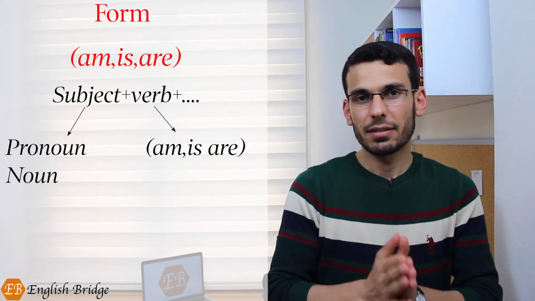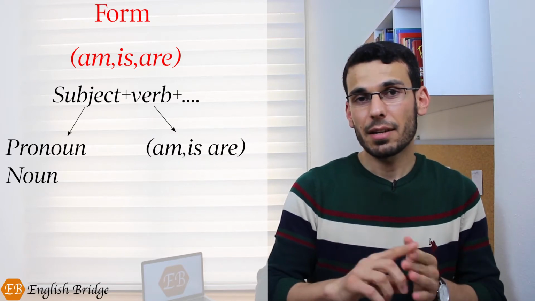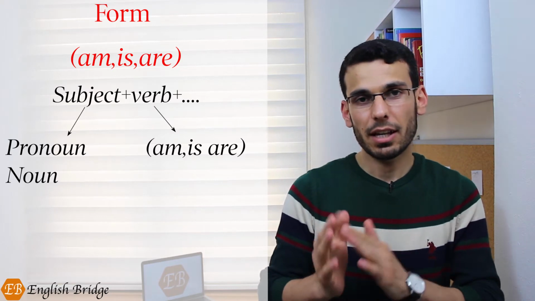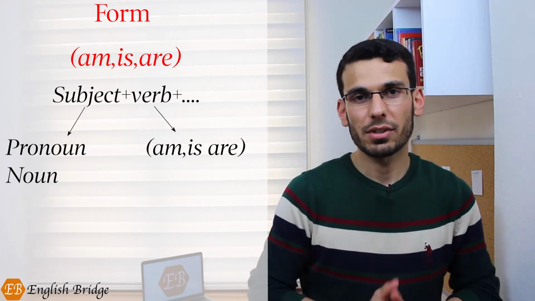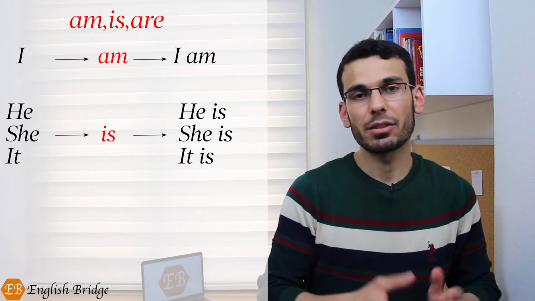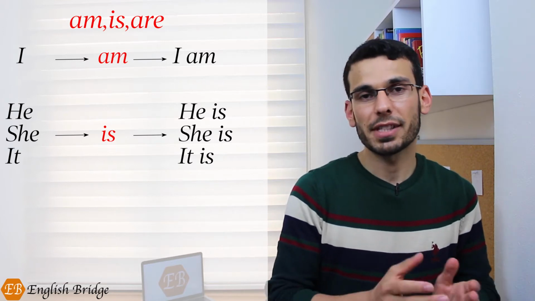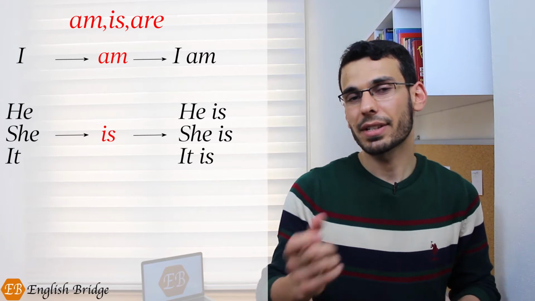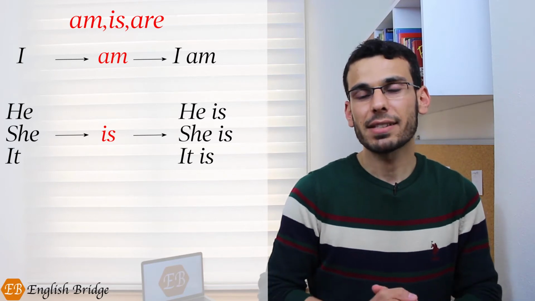So we said that verb to be is like am, is, are, three. Why we use am, why we use is, and why we use are. We use am with I, so we say I am. He, she, and it, or any singular noun, we use it with is. So we say he is, she is, it is, or like I said, we use it with a noun. For example, my brother is, my sister is, the cat is, etc.